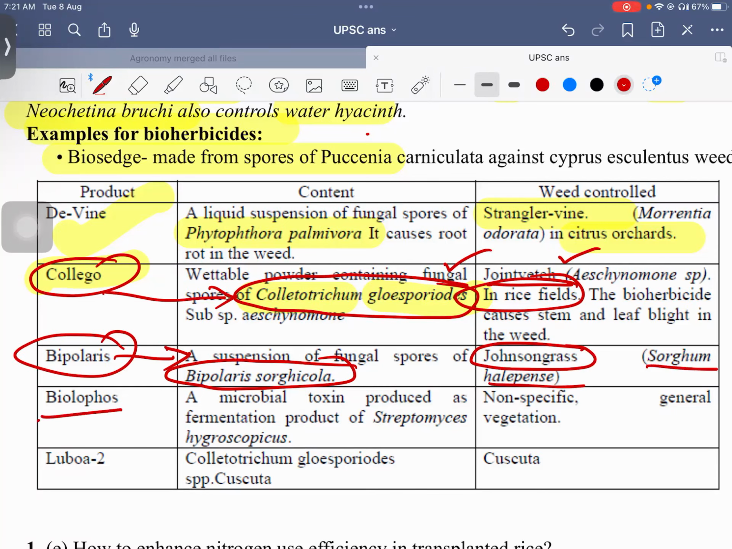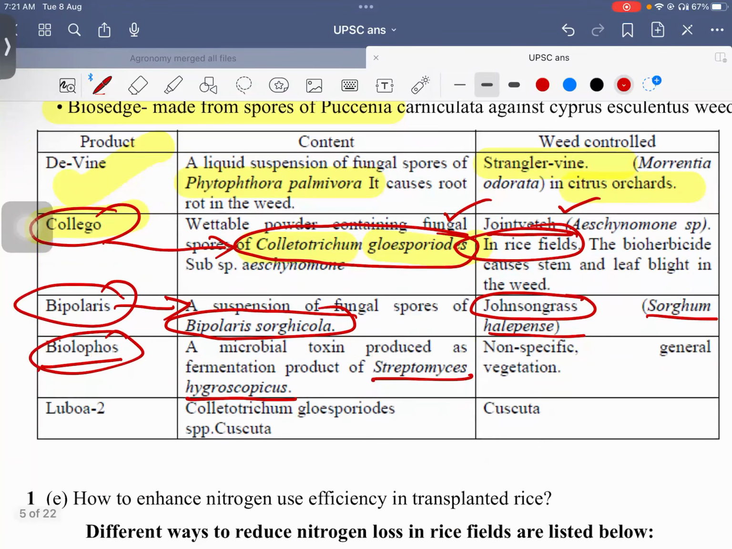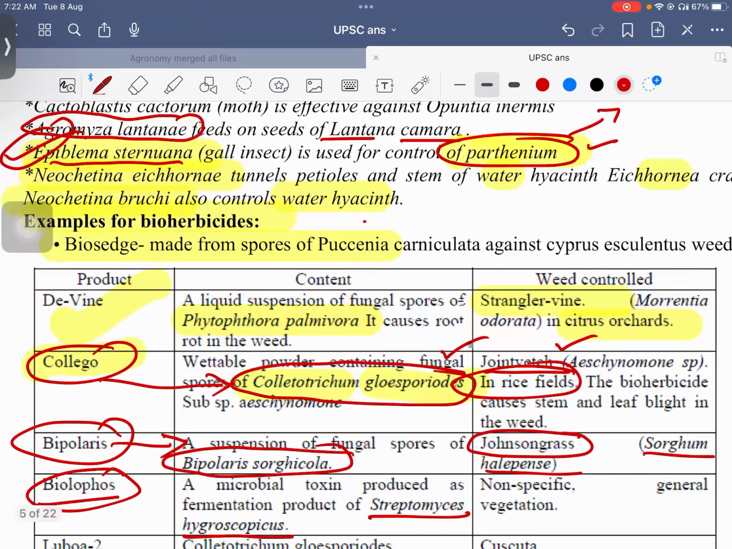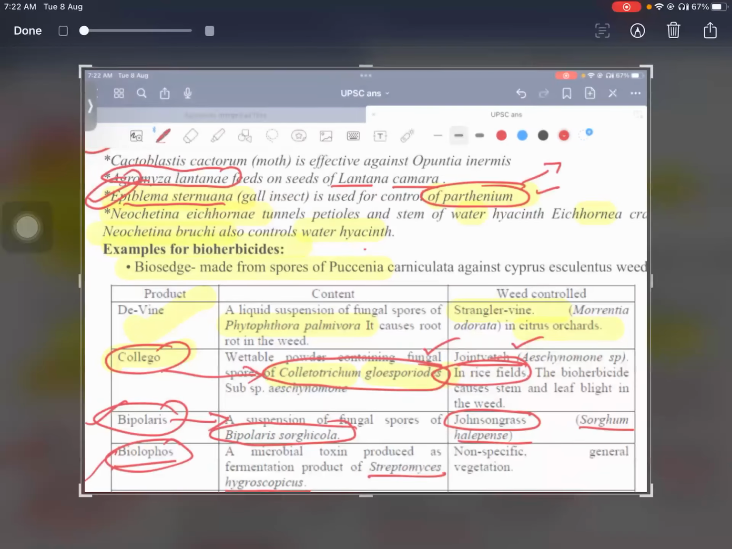Next is Bialaphos. It is a microbial toxin produced as a fermentation product of Streptomyces hygroscopicus. It is non-specific and can be used generally. So these three or four you can remember: Bipolaris, Bialaphos, and Collego.